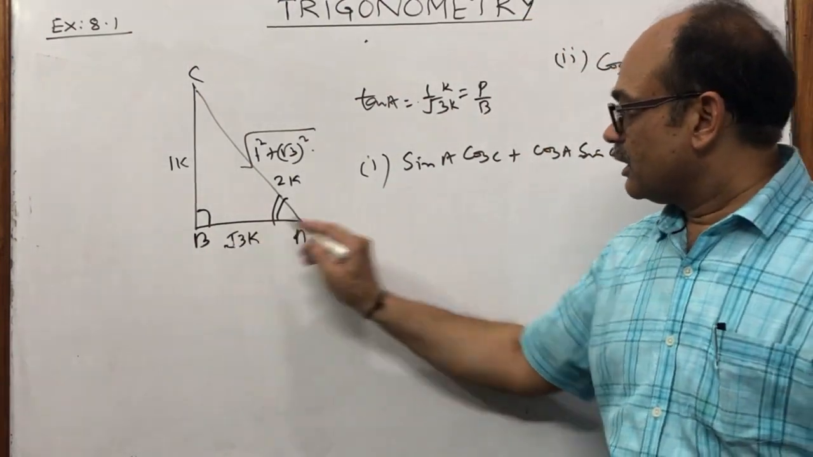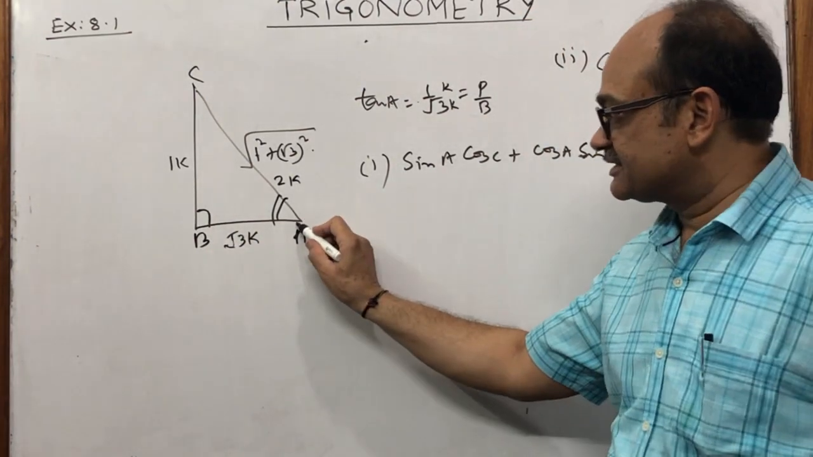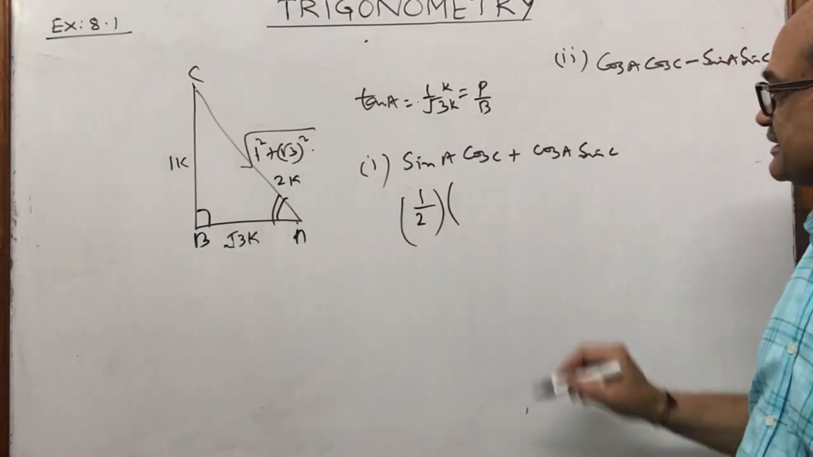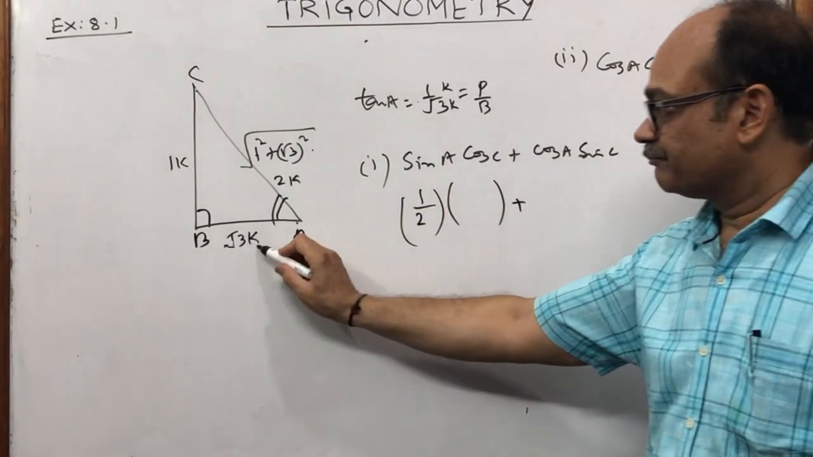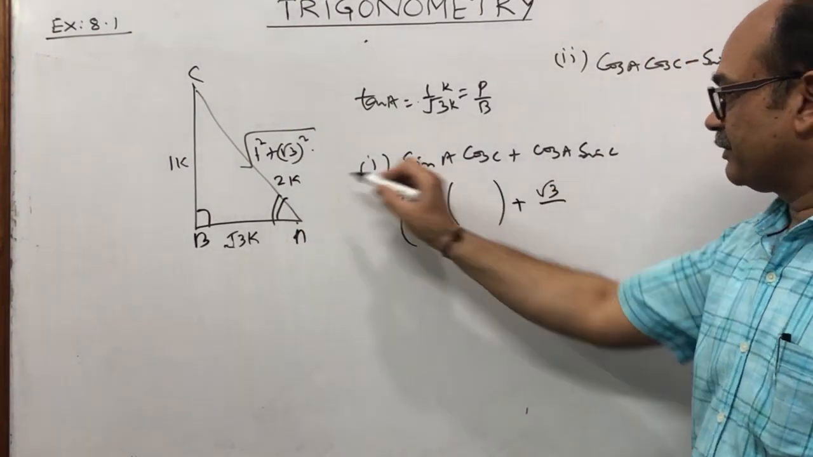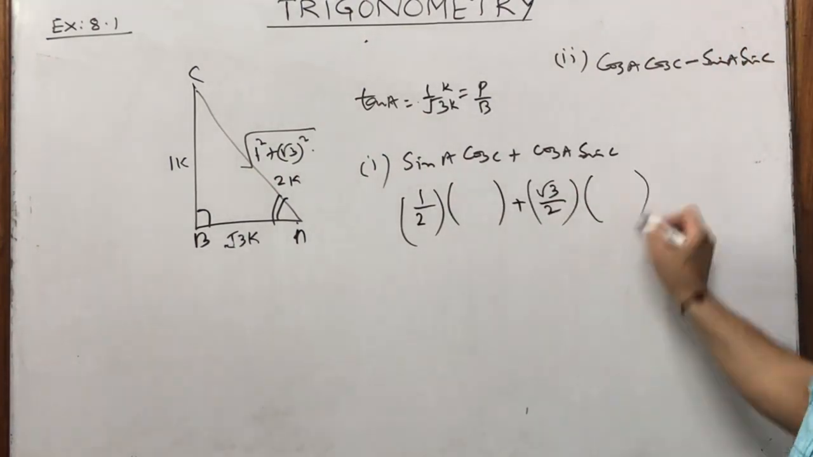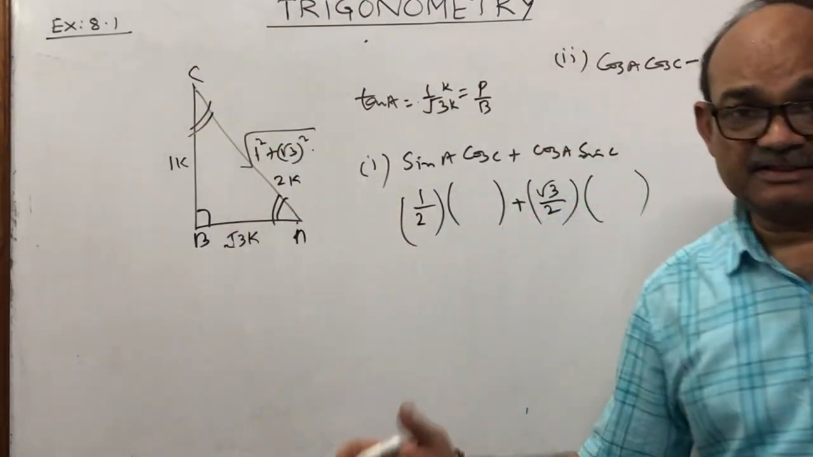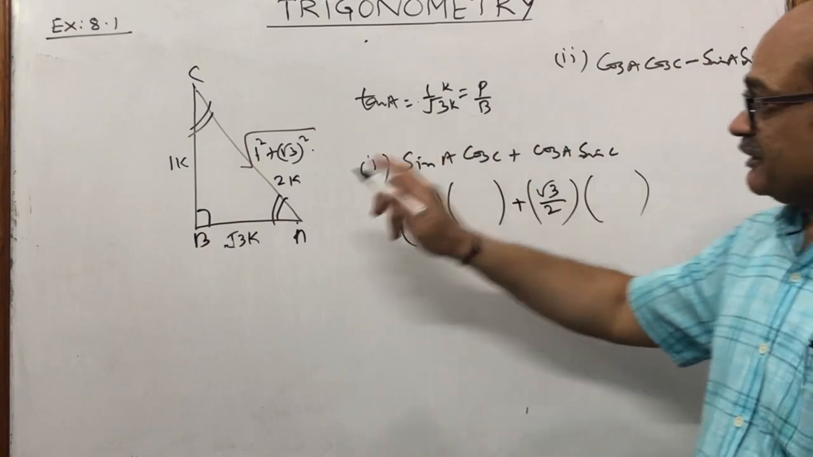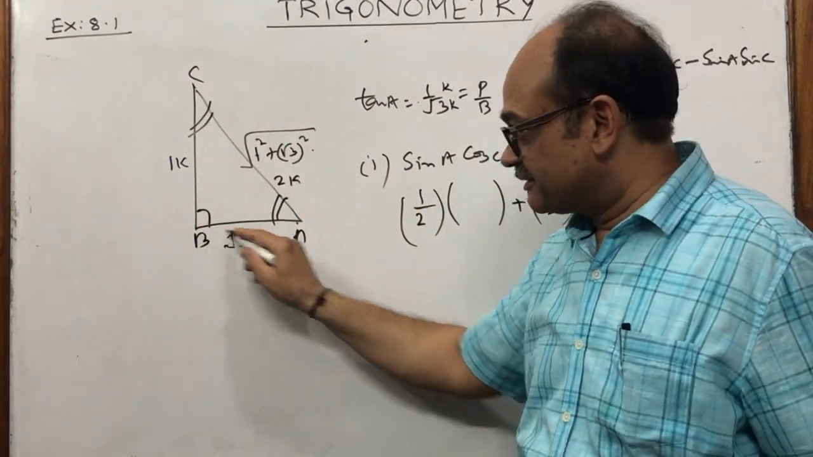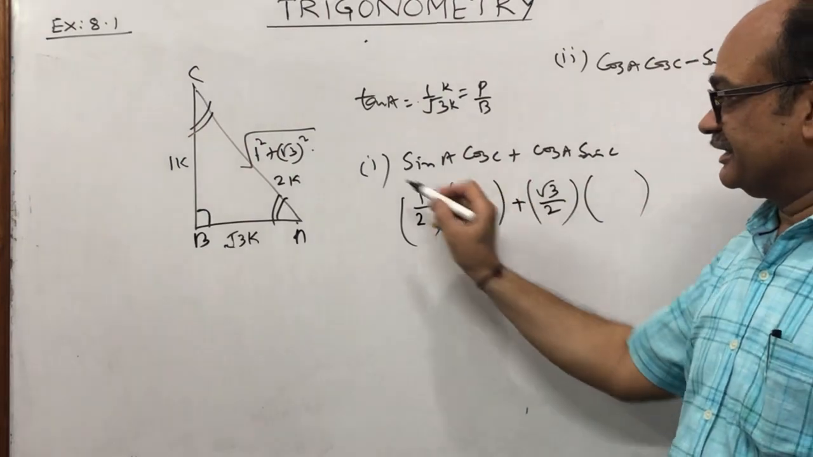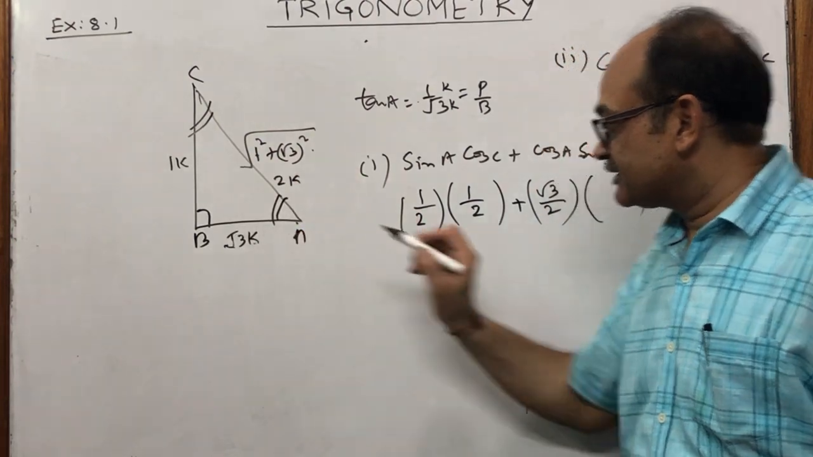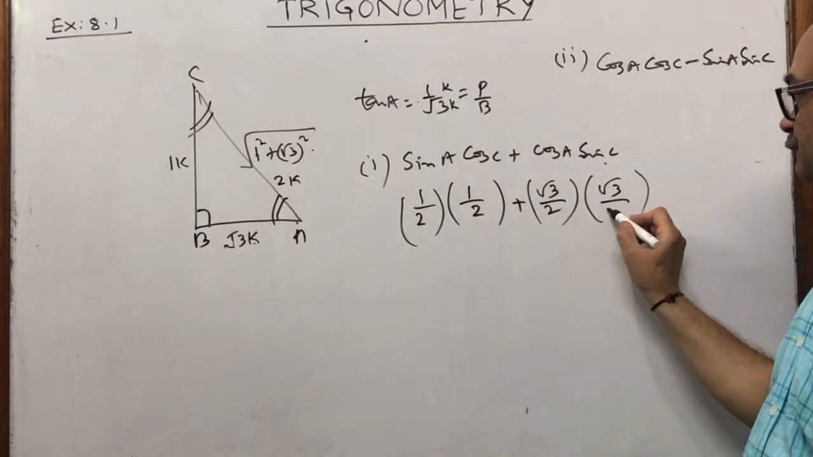Now tell me how we write sin A. Sin A is perpendicular upon hypotenuse, 1 by 2. Cos A we have to calculate, base upon hypotenuse, correct? And sin C we have to calculate. Now the important point: the angle is now changed, so base and perpendicular exchange. This time this will become base and this will become perpendicular. So cos C, base by hypotenuse, is 1 by 2, and sin C, perpendicular by hypotenuse, is root 3 by 2.